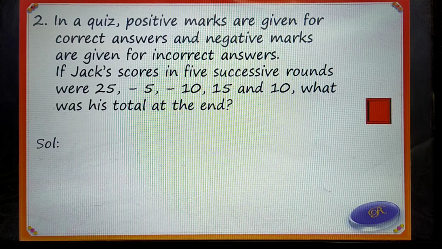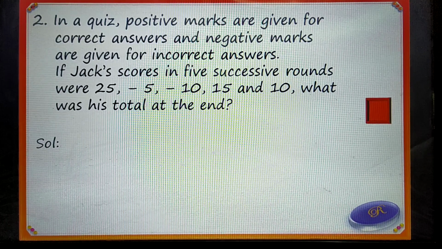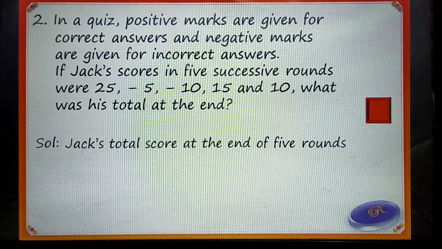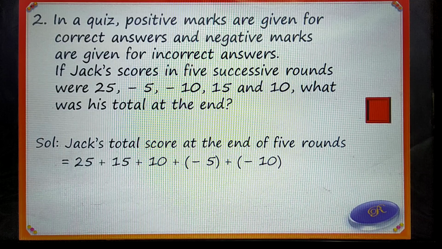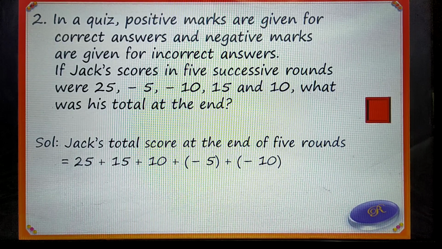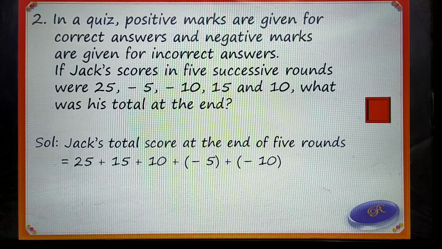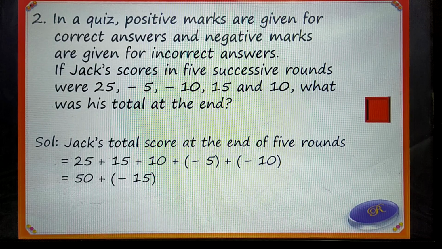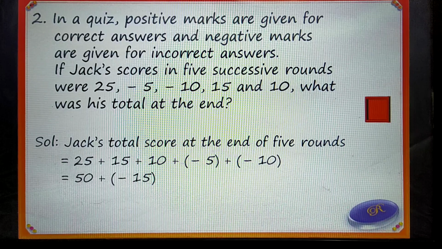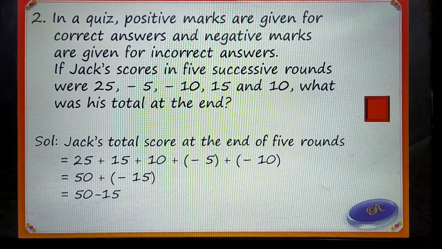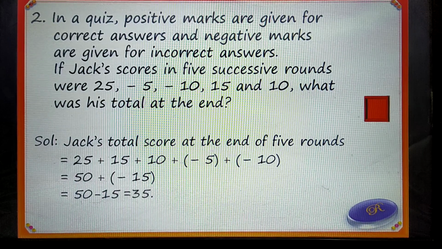Solution. Jack's total score at the end of 5 rounds is equal to 25 plus 15 plus 10 plus minus 5 plus minus 10, which is equal to 50 plus of minus 15, which is equal to 50 minus 15, which is equal to 35.